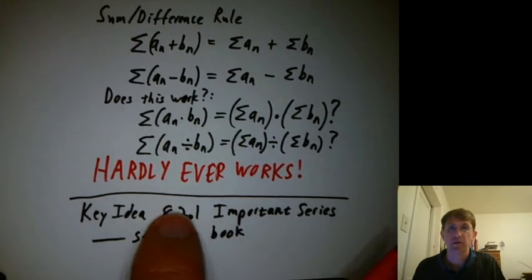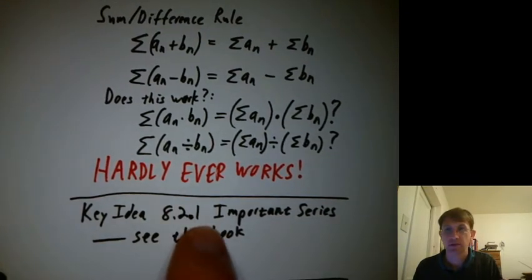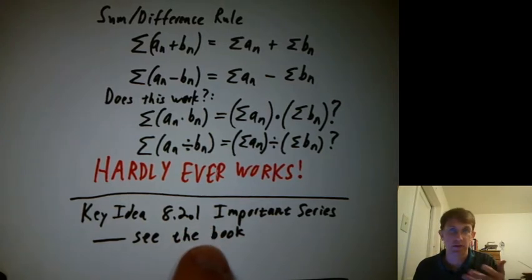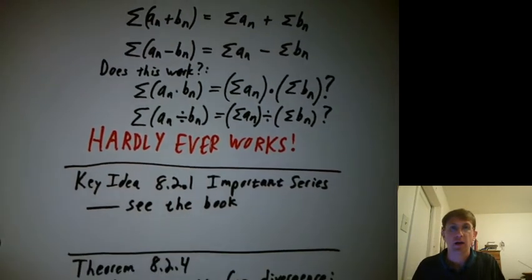Key idea 8.2.1 has a bunch of important series like the sum of 1 over n factorial, the sum of 1 over n squared, which has a surprise to it. So I recommend you see the book there. There's not much for me to copy out. The book has it just as well as I could copy it out.